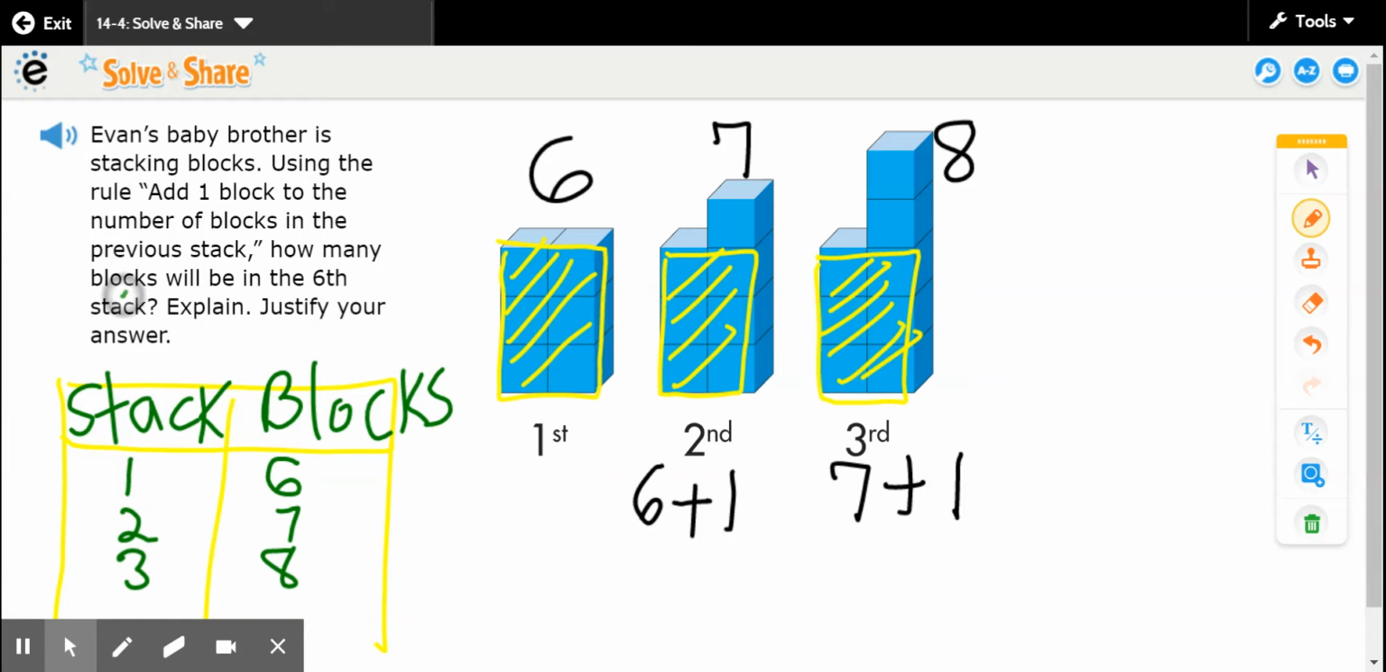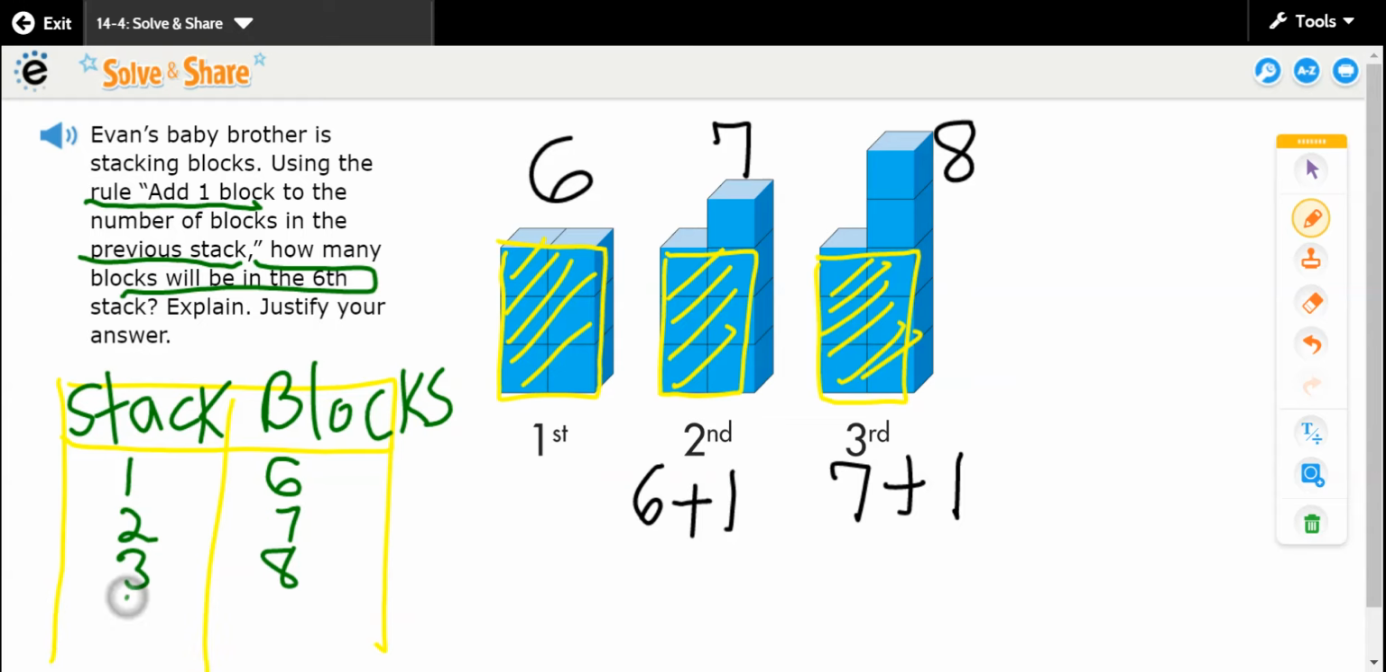And they want us to go all the way to the sixth stack. They gave us the rule, and they said the rule is add 1 block to the number of blocks in the previous stack. I want you guys to see that. How many blocks will be in the sixth stack? So let's keep going. The fourth one will have 9 in it. The fifth one will have 10. And the sixth one will have 11.